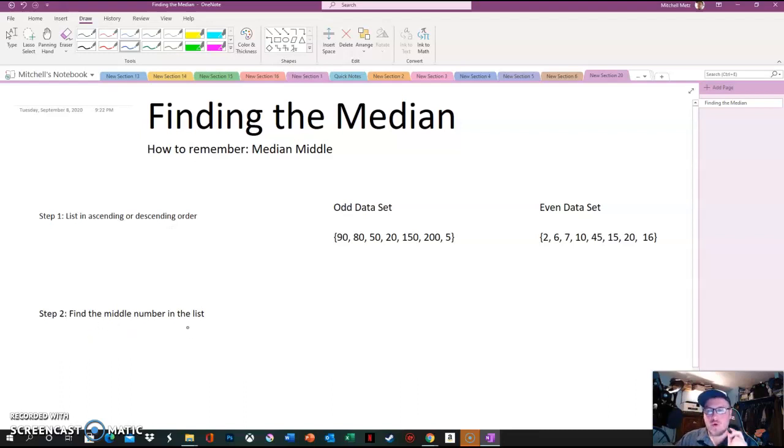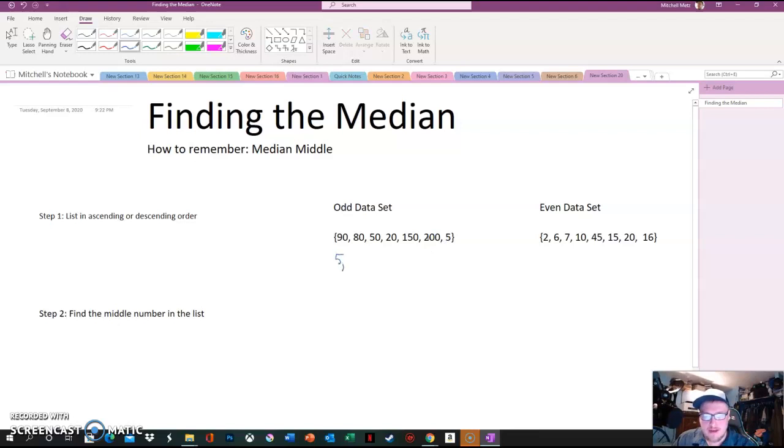And when we are doing this, there is a distinction between odd data sets and even data sets. Meaning, I have an odd amount of numbers in a list, or I have an even amount of numbers in the list. So generically, all you're doing is you're just finding the middle number. So let's do the easiest case, which is odd data sets. So first, I'm going to do step one. So I'm going to list my data from least to greatest. So I'm going to reorder it.